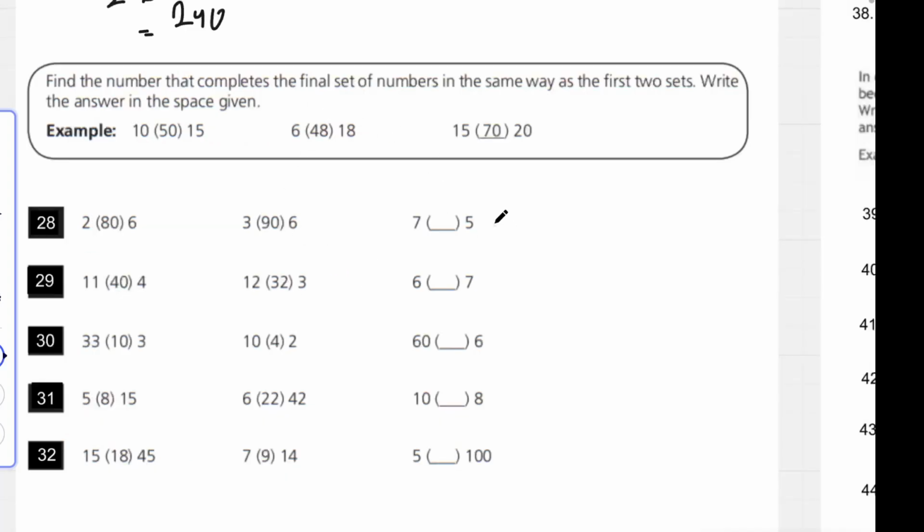Question 28, add them together. We get 9 times by 10, we get 90. 2 add 6 gets you 8, times that by 10, it's 80. So 7 add 5 is 12, times that by 10, you get 120. For the next one, we have 4 and 11. We're going to multiply them together, minus 4, we get 44 minus 4, which is equal to 40. Multiply them together, we get 36 minus 4. Multiply these together, we get 42 minus 4, which is equal to 38.